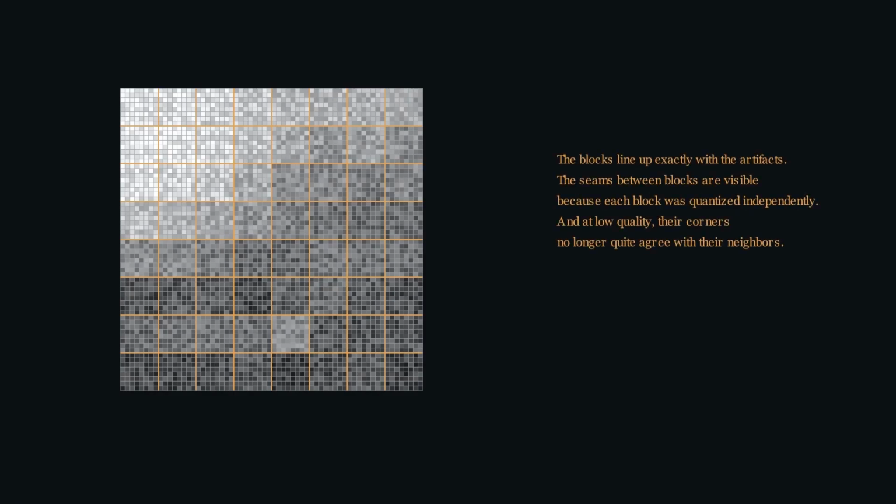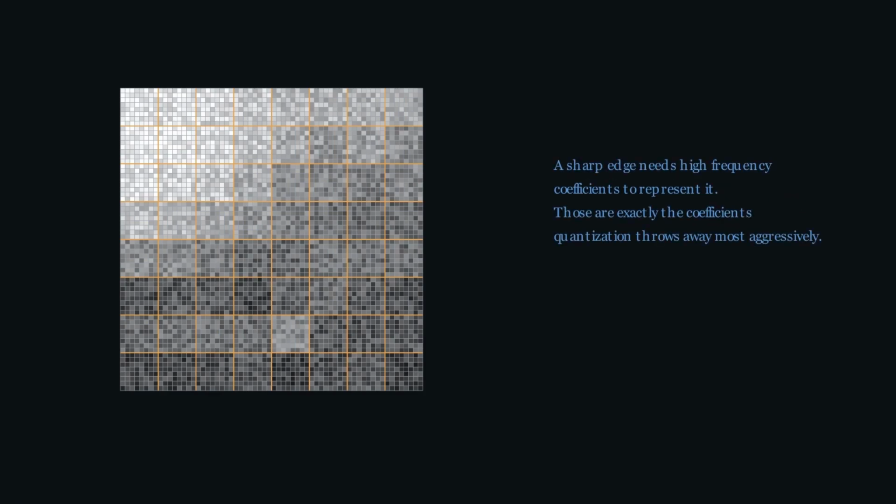So now let's go back to where we started. The broken-looking compressed photo from the beginning. The one with the blocky patches and the weird halos around the edges. Let me overlay an 8x8 grid on it. There, look at that. The blocks line up exactly with the artifacts. The seams between blocks are visible because each block was quantized independently, and at low quality, their corners no longer quite agree with their neighbours. That's the blockiness. It's literally JPEG showing you the seams of its own grid.